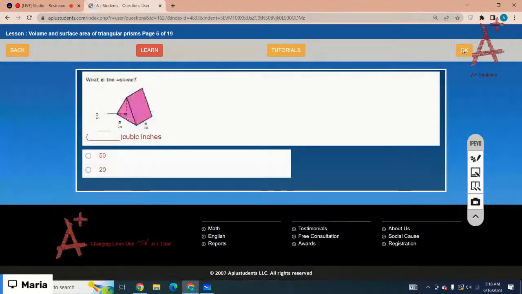Okay, what is the volume? So which is the correct option? You have to do length times width times height, divided by 2. Length is 5, base is 5, and height is 4. So you have to do 5 times 5 is 25. 25 times 4 is 100, and 100 divided by 2 is 50. So the volume of this shape is 50. Got it? So the correct option is 50 cubic inches.